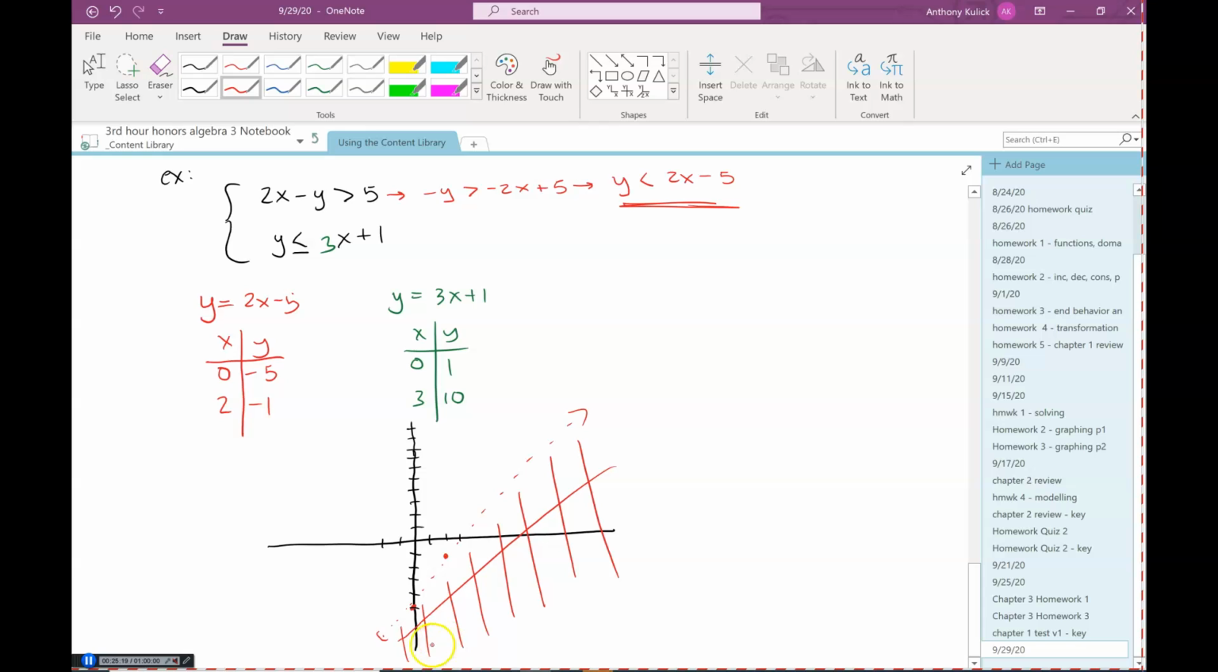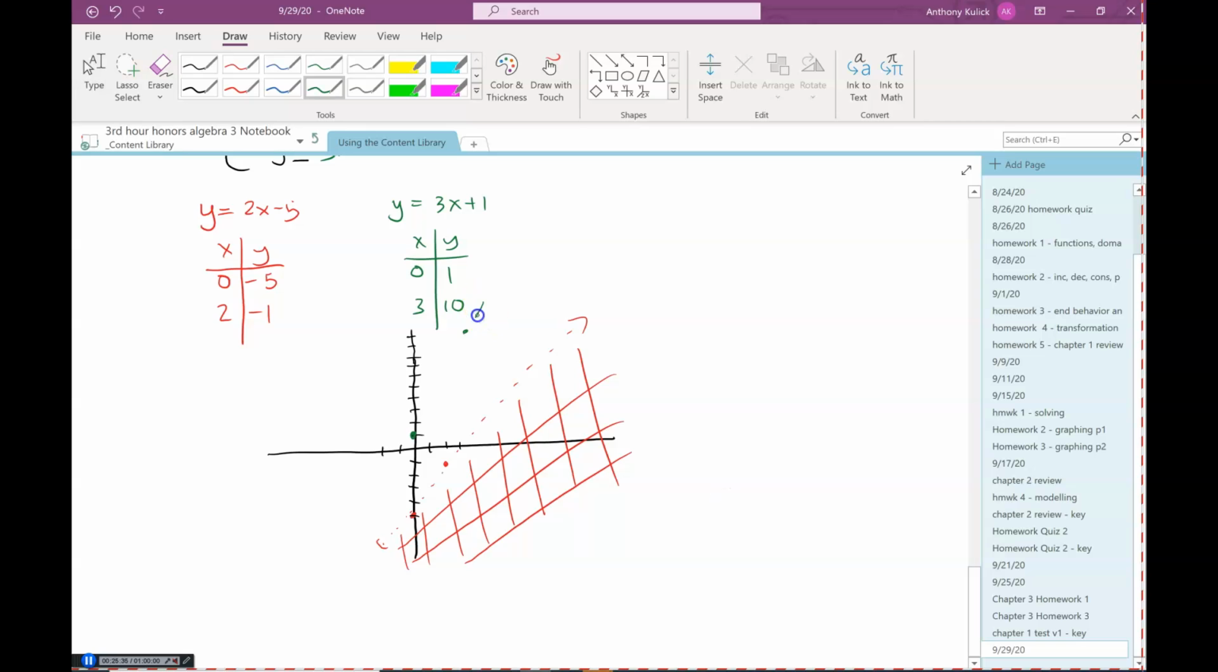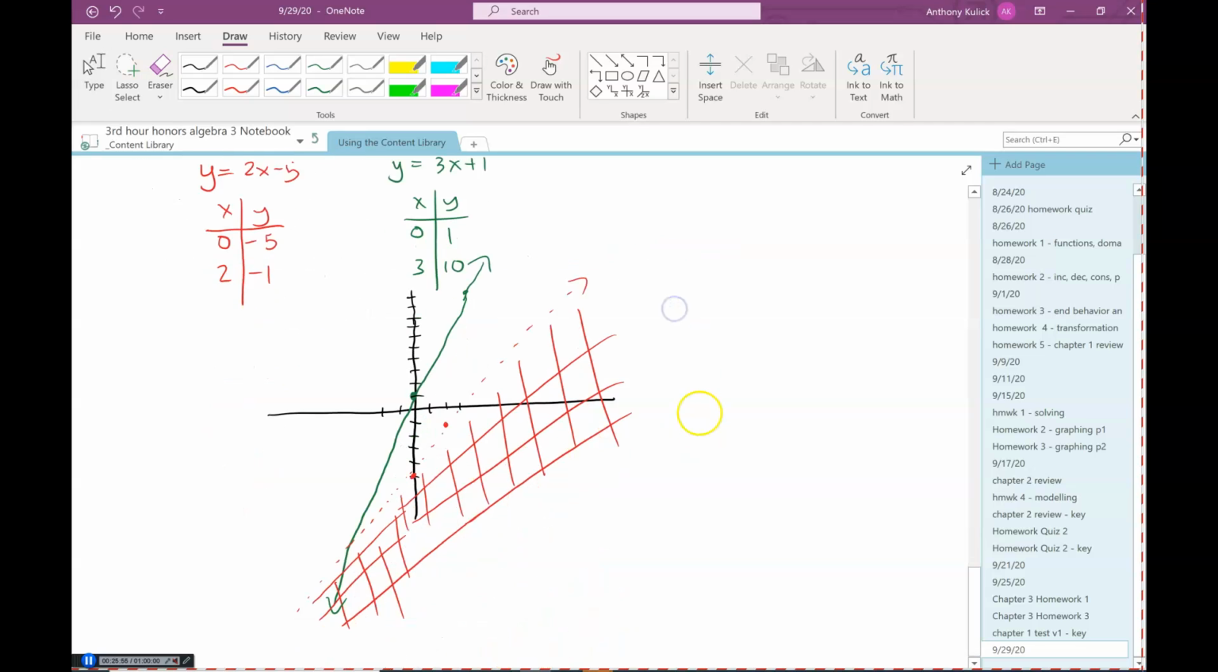Now let's draw the green. So I have 0, 1, and then 3, 10. Oops. And this one is a less than or equal to. Right? Yeah. So which way should I be shading the green one? Below.